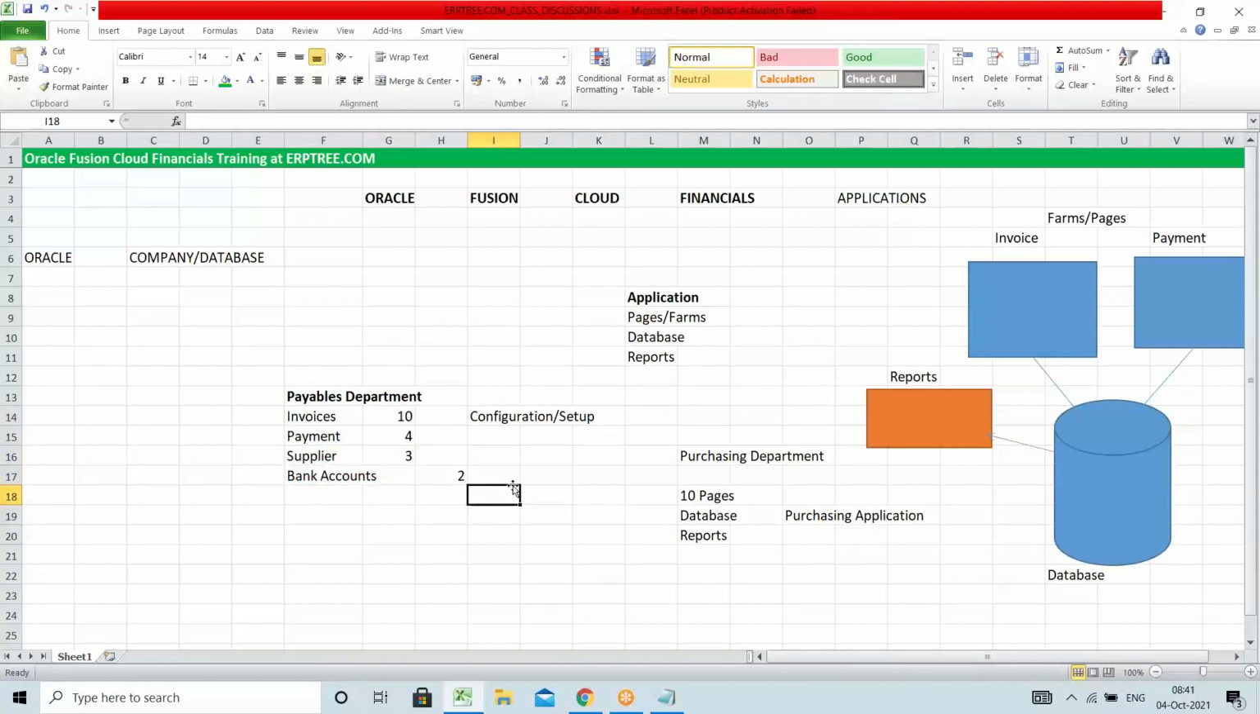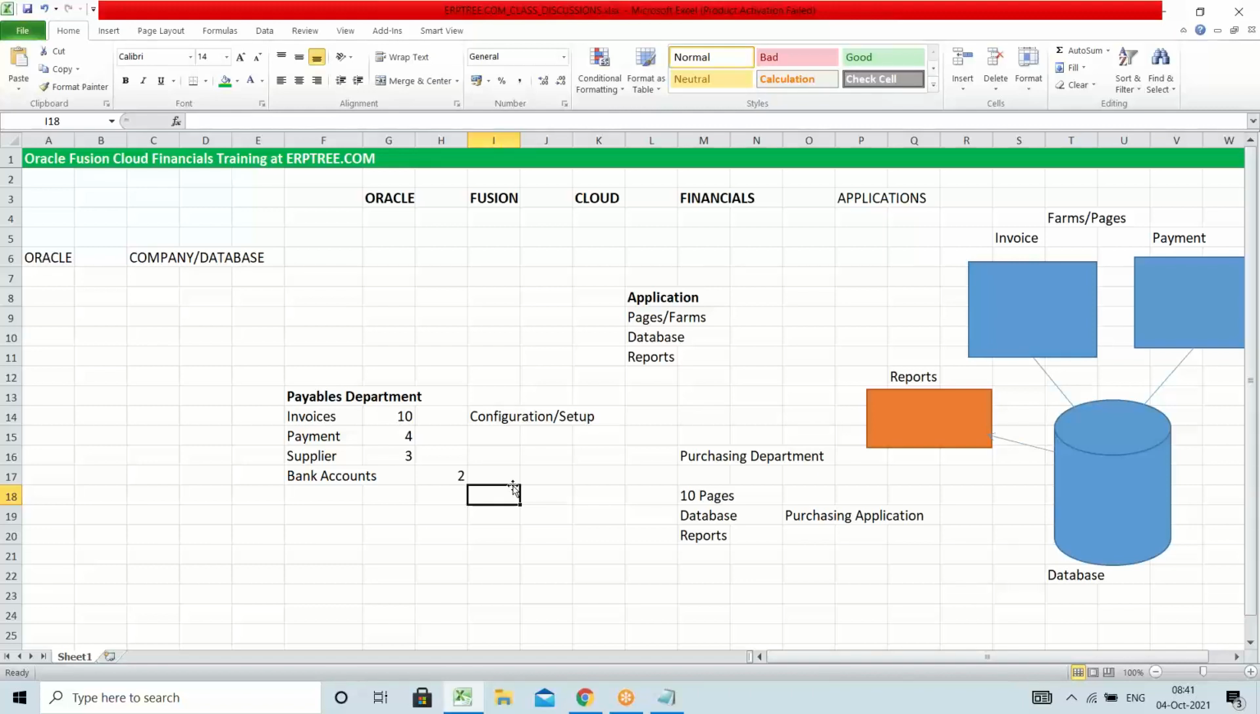Yeah, one question, Mr. Lakshman. This is Ramesh. Basically, are you going to cover payment management and order management? Payment management will be part of our Payables application, and you will see Payables invoice management and payment management.